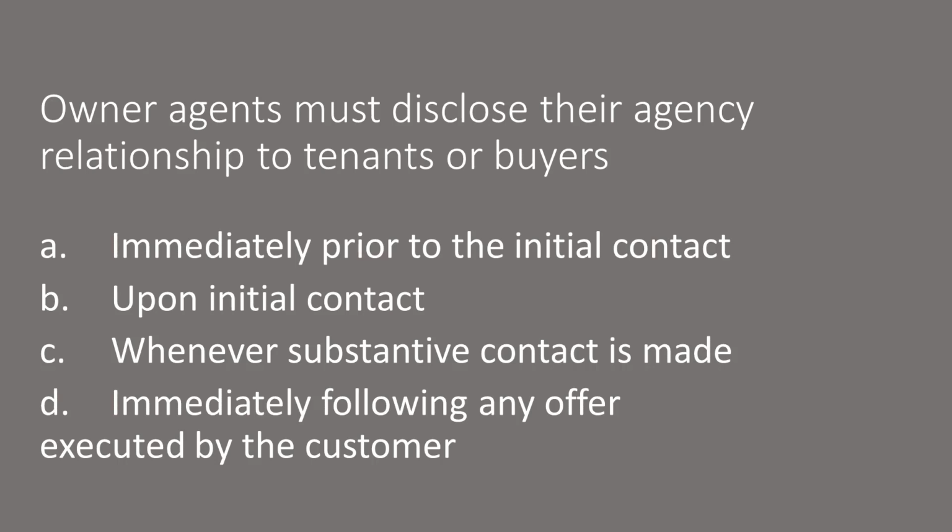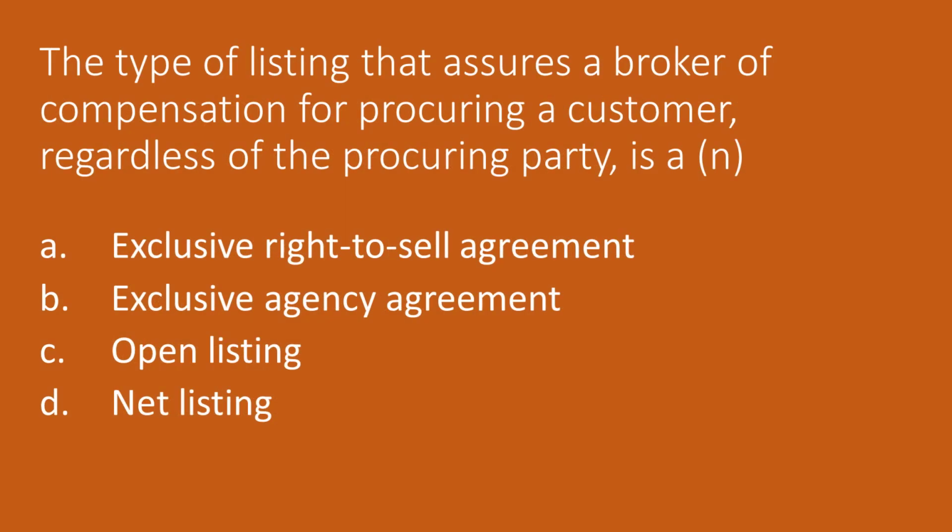Question number 14. The type of listing that assures a broker of compensation for procuring a customer regardless of the procuring party is A, an exclusive right to sell agreement, B, exclusive agency agreement, C, open listing, or D, net listing.